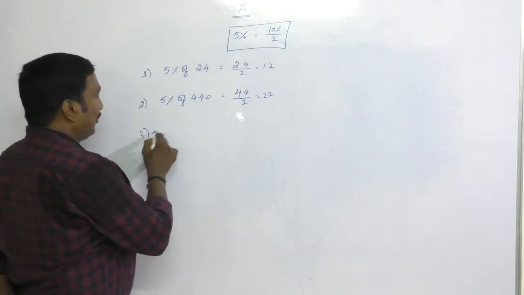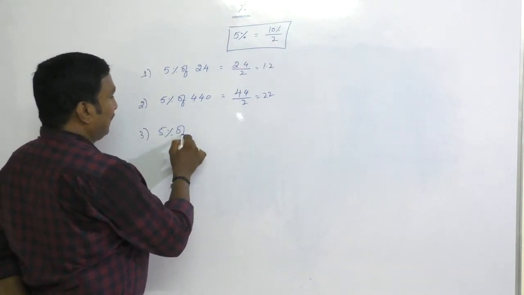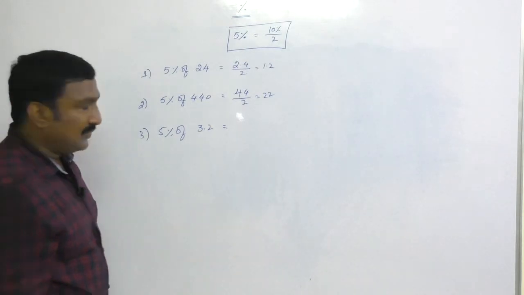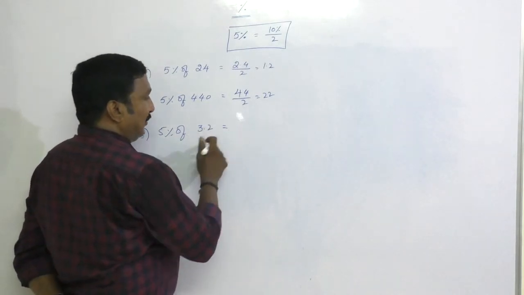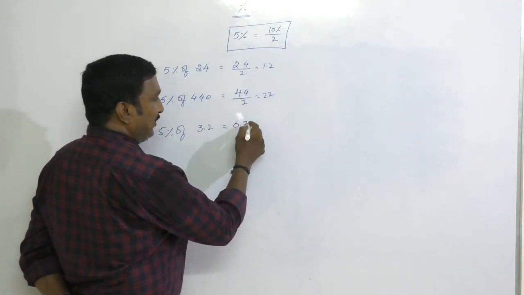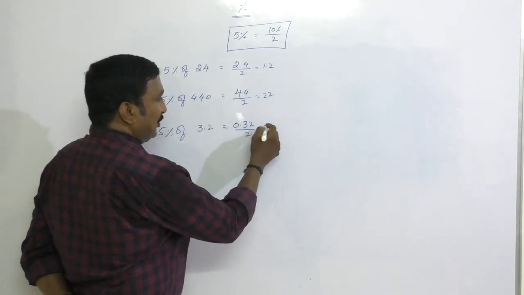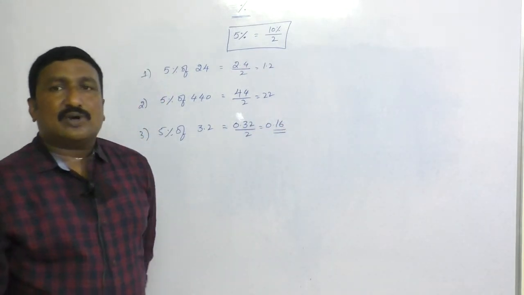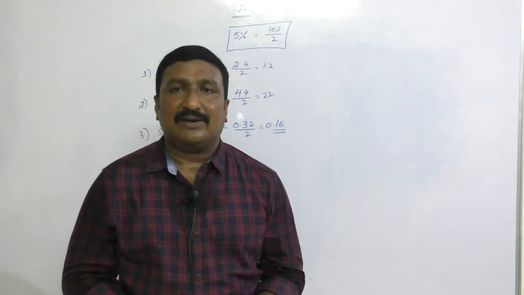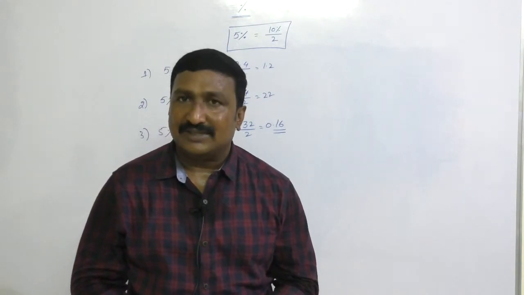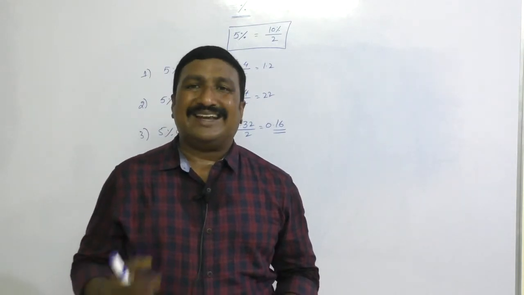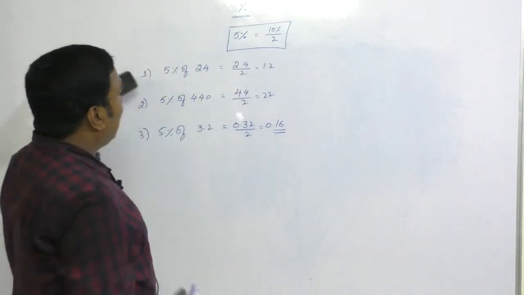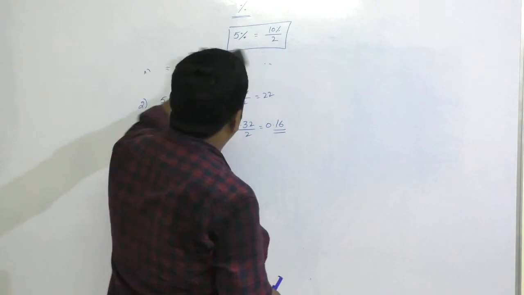Similarly, 5% of 3.2. So what is the 5% of 3.2? First you have to calculate the 10%. 10% is equal to 0.32, divided by 2, which is equal to 0.16. Okay friends, so always 5% is nothing but 10% divided by 2. And 10% is nothing but moving the decimal, we have to eliminate the last decimal. Now we will discuss some other values of 5%.